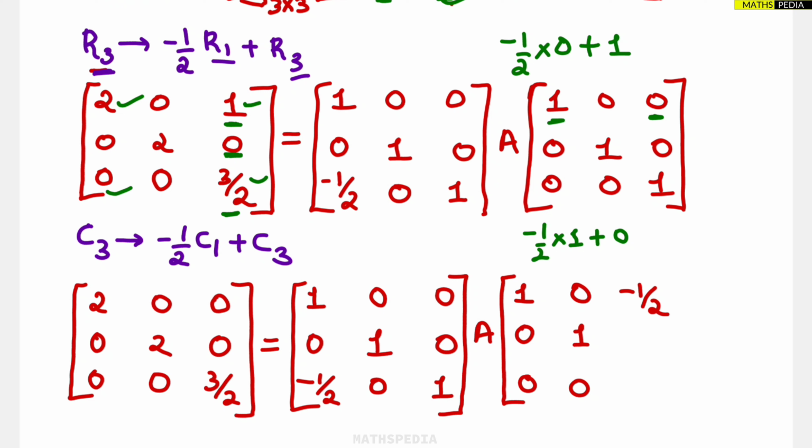Next element, I will take 0. So 0 is sitting, so minus 1 by 2 into C1 value, which is 0, plus 0. So you are getting 0 as the answer. Next, the third element. Minus 1 by 2 into C1 value, which is 0, plus C3 which is 1. So you will be getting 1 as the answer. So this is also done. So we are finished with the column transformation also. So this is the step we have got.